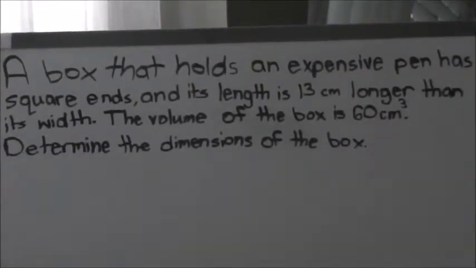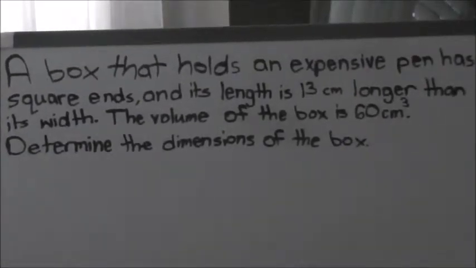242, question 9. A box that holds an expensive pen has square ends, and its length is 13 centimeters longer than its width. The volume of the box is 60 centimeters cubed. Determine the dimensions of the box.